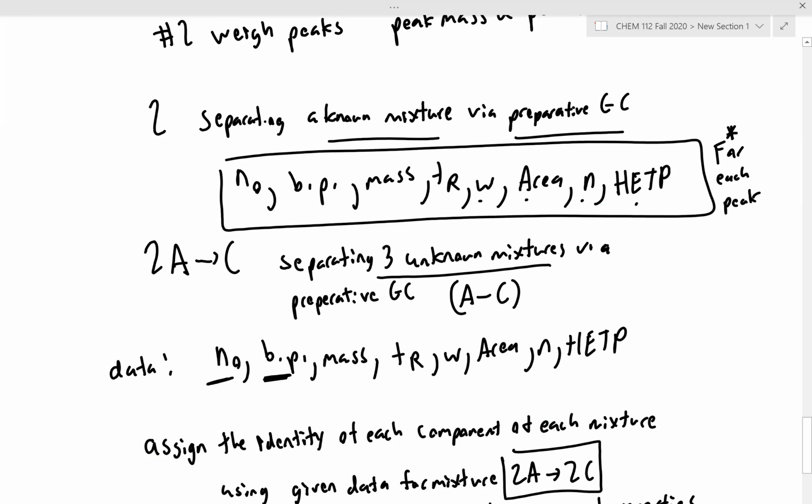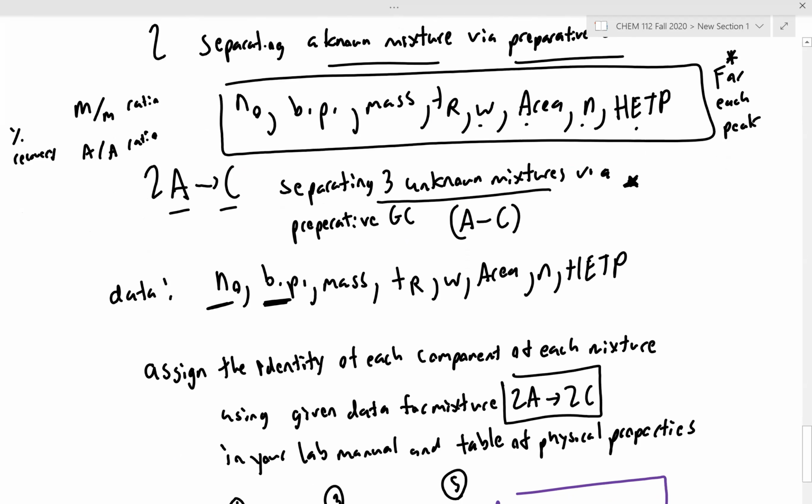From this data, you're then going to calculate the mass over mass ratio and the area over area ratio, as well as the percent recovery. For parts 2A through C, I've separated a series of 3 unknown mixtures, which are all found in your lab manual in experiment 2. And I provided you the refractive index and boiling point data. From the video and the chromatograms, you'll be able to calculate the following parameters.